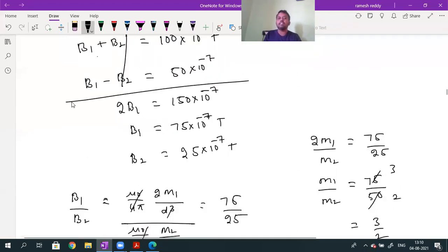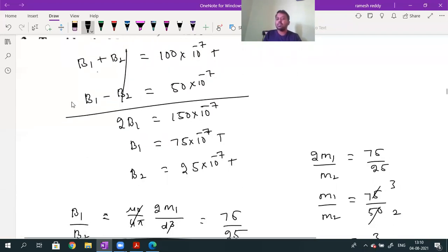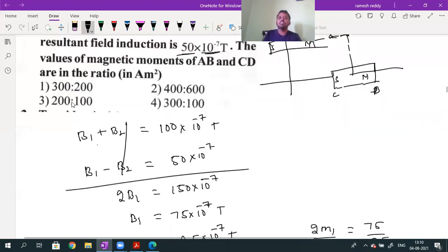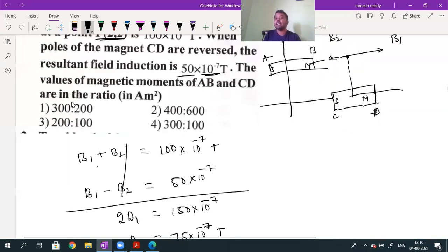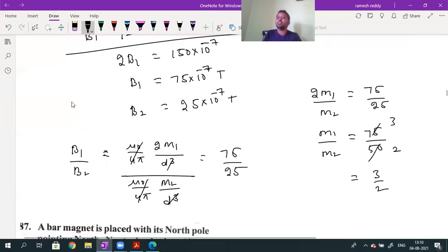3 by 2. Understood? But what is the 3 by 2 ratio option? The options are in terms of hundreds, which is 300 is to 200. So what is the answer? 300 is to 200, and the ratio value is nothing but 3 is to 2 only. So what is the ratio here? I will get the M1 by M2 value as 3 by 2. 3 by 2 is nothing but I can also write this ratio as 300 divided by 200. Is this question understood?